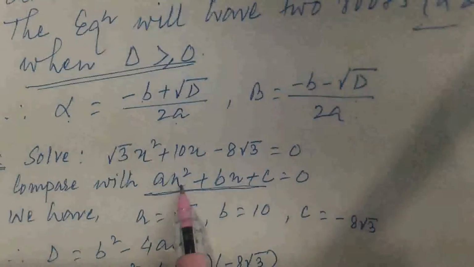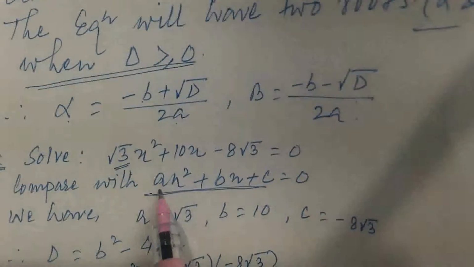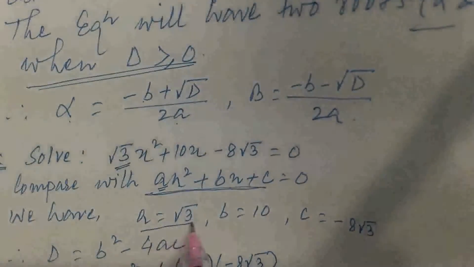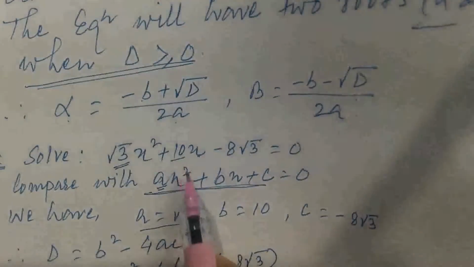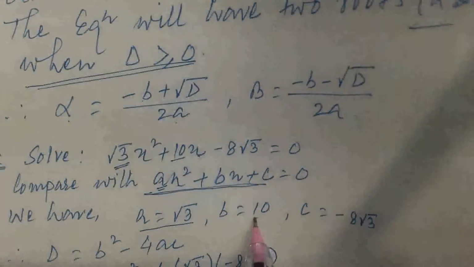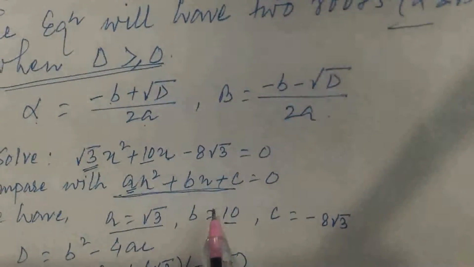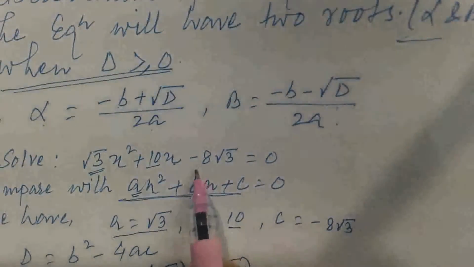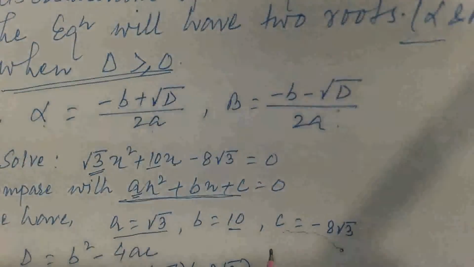Now you find that with x square here it is root 3, and with x square in the standard form it is a. So we can write a is equal to root 3. Here with x we have 10 and here it is b, so b is equal to 10. In the same way, at the constant place you have minus 8 root 3, so we can write c as minus 8 root 3.